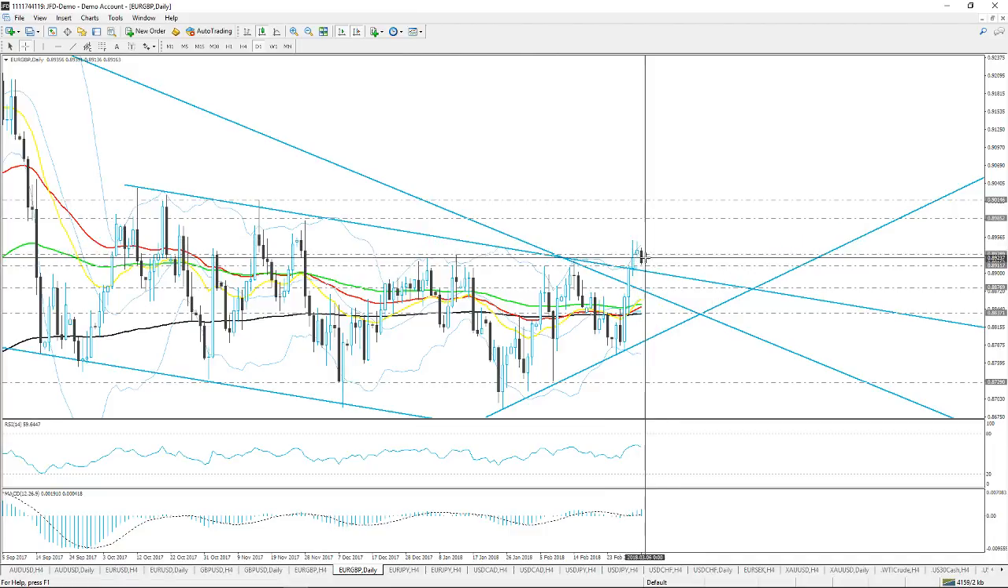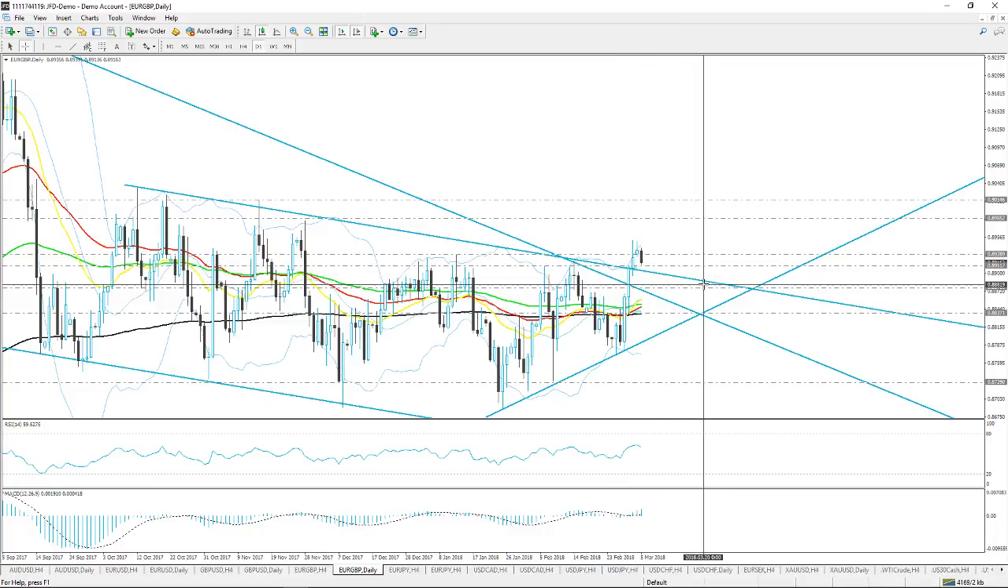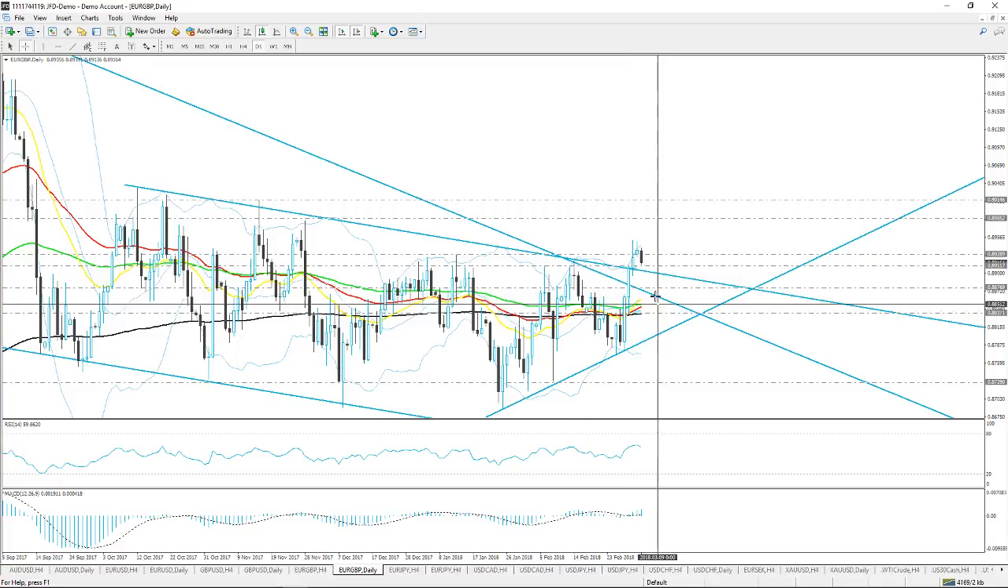At the moment, like I said, we're having this little retracement. We need to keep a careful eye on this one. If we start seeing a break below the 0.89100, then it could probably push lower, but at the moment it's looking strong.